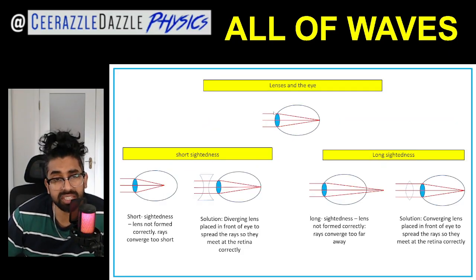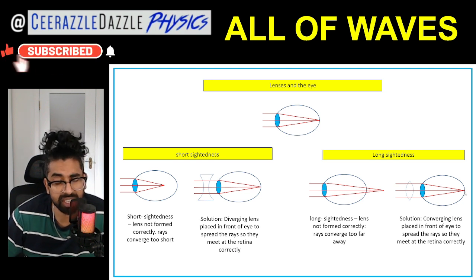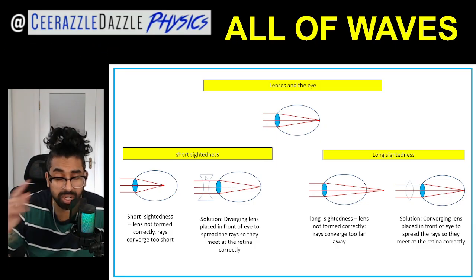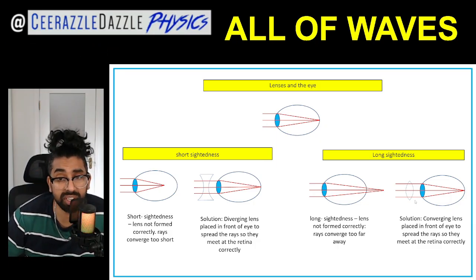Lenses and the eye. Let's say we have someone's eye over here. 20/20 vision means that the rays of light enter the lens and they focus on the back of the retina. But if you are short-sighted, they converge too early, so you need a diverging lens to spread them out, so they hit the correct point at the back of the retina. If you're long-sighted, the rays of light converge too far beyond the retina, so you need a converging lens to make them converge earlier, hence hitting the correct point. Therefore, if you are short-sighted, you have a diverging lens for your glasses, and if you are long-sighted, you have a converging lens in front for your glasses.